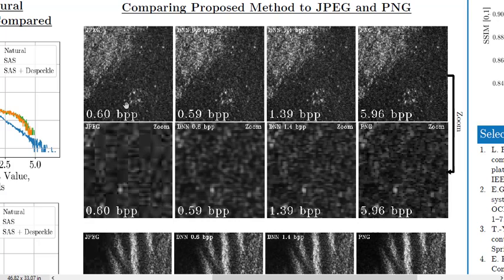On the top row, I show results of a SAS image compressed by JPEG, and our deep neural network at 0.6 and at 1.4 bits per pixel. I also show the uncompressed image for reference, which is encoded as a ping. The second row is a zoom of the middle from each corresponding image above. What we can see is that the JPEG compression exhibits blocky artifacts at the native resolution of the image, and that our two deep learned methods more resemble the uncompressed lossless image.